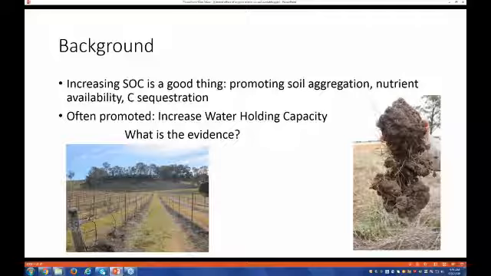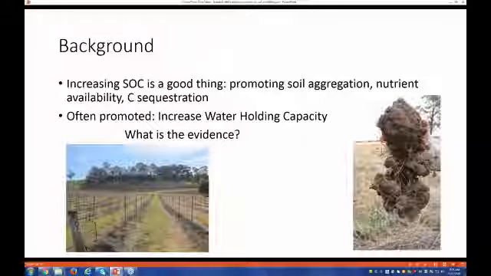But one of the things that is often promoted and often believed is that we can increase a lot of the water holding capacity by adding organic matter. So we hear it all the time, and it's also written in papers and articles all the time. But what came to our research is, what is really the evidence that shows that adding organic matter can increase water holding capacity?